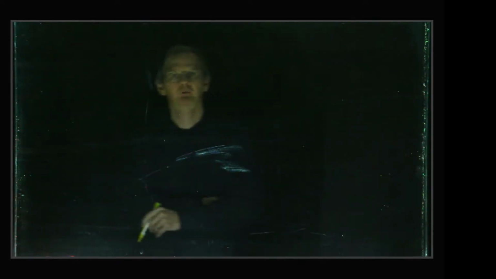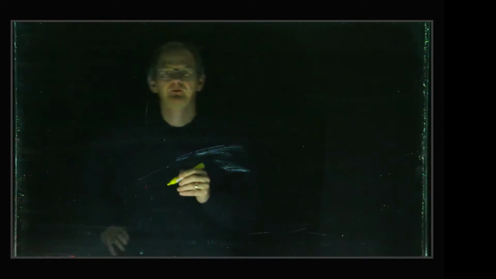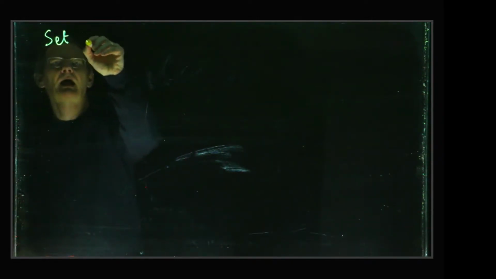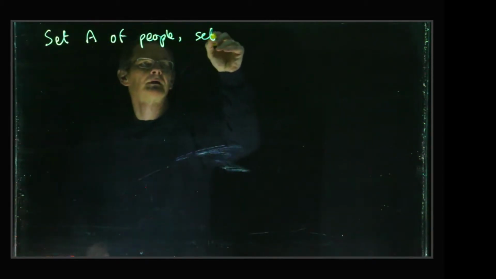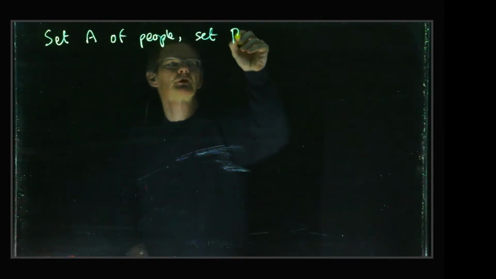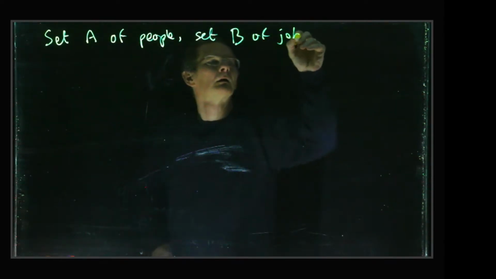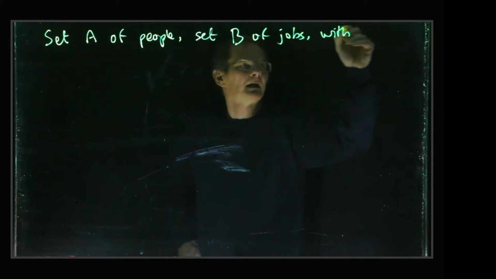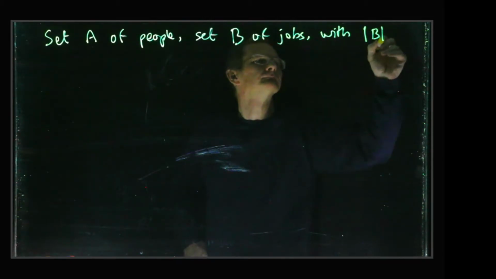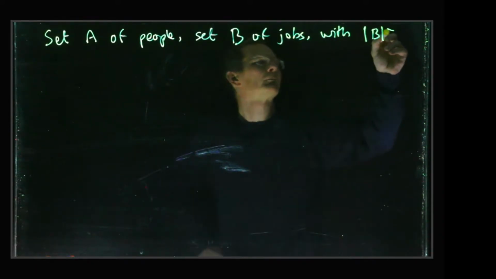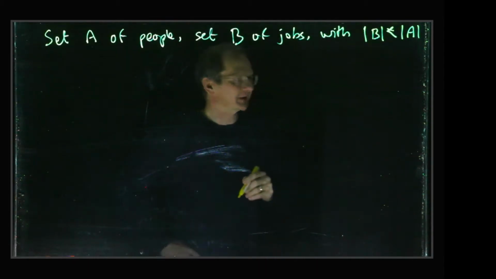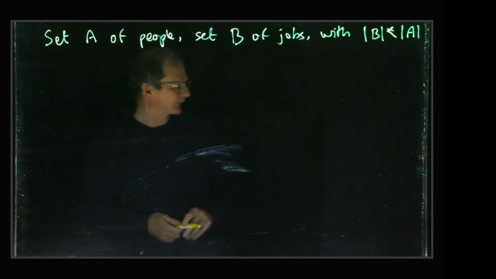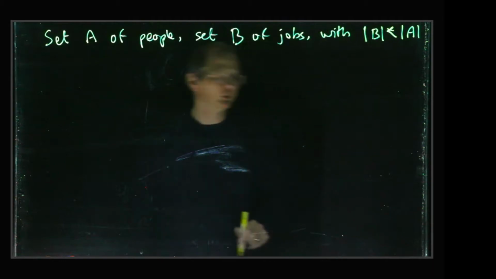And now I want to talk about the allocation problem with enthusiasts. So the setup is like this. We've got a set A of people, and again a finite set B of jobs. And now we're going to be interested in the case where the number of jobs is strictly less than the number of people. Okay, so that means that if we allocate the jobs, then some people are going to be left unemployed.